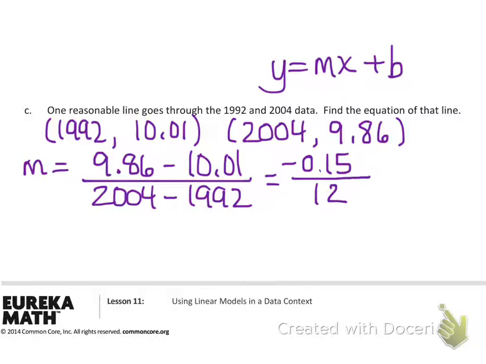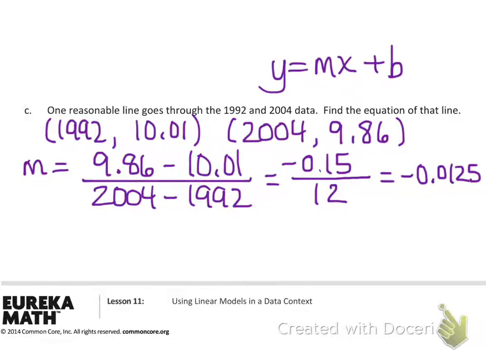So in 12 years, the mean time decreased by 15/100ths of a second. Okay, and so if I do that division, I get negative 0.0125. And that would be seconds per year, because remember in the denominator, this is seconds, this is years. So the units on this number here is seconds per year.